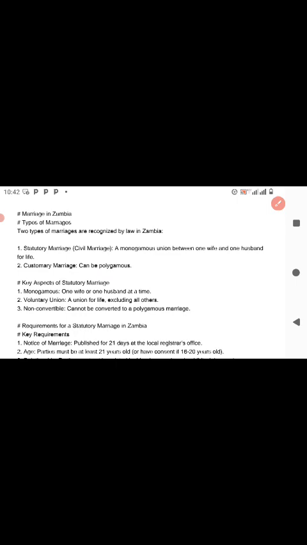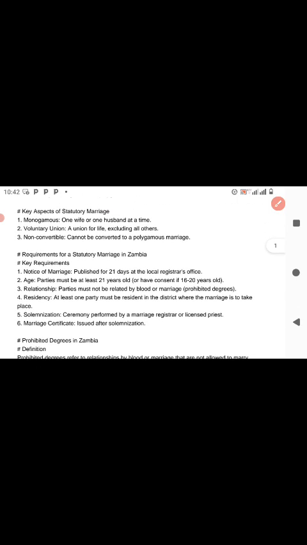So what are the key aspects of a statutory marriage? The key thing you must understand is that if it is a statutory marriage, there is going to be one wife or one husband at a time. You cannot have two. Then it is a voluntary union. It is a union for life, excluding others. So you need to make an informed decision to get into a union with one person without the influence of other people.